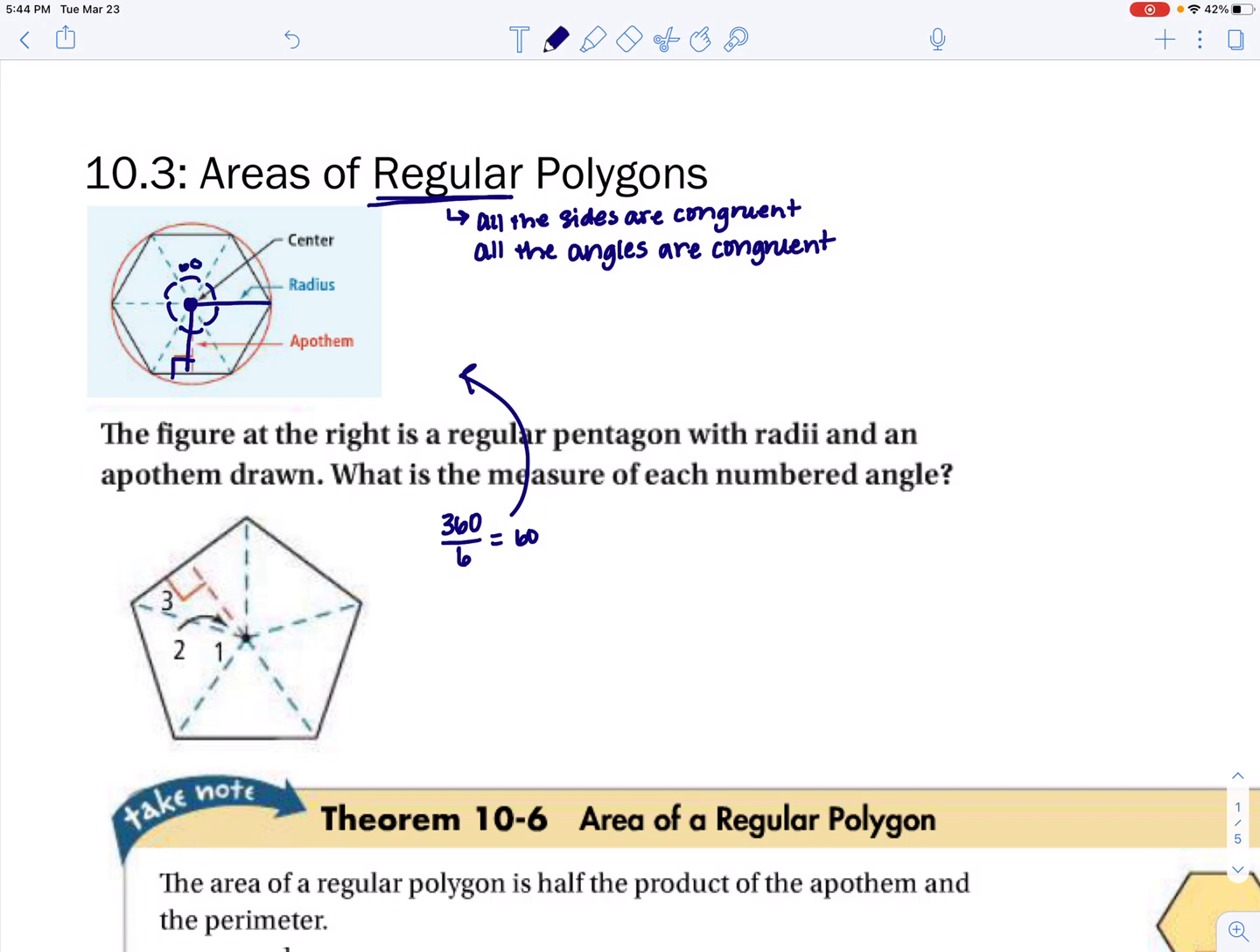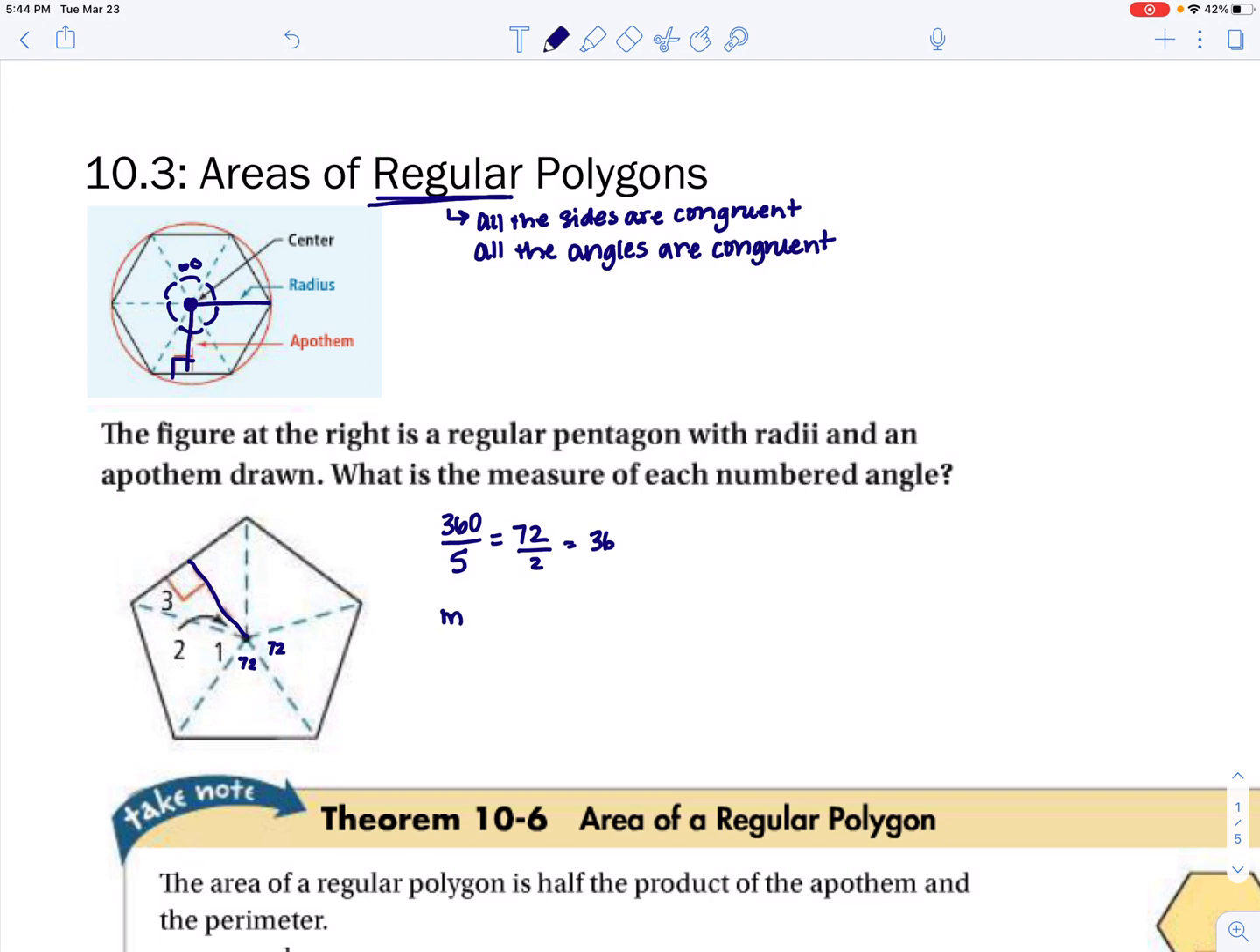Now, if I do the same thing for this next figure, how many sides do I have? 5. It's a pentagon. So instead of dividing by 6, I'm going to divide it by 5. And so when I take 360 divided by 5, you get 72. So each of these angles up here is 72. But if you get to the one right here where it has the apothem, it cuts it in half. So half of 72 is 36.